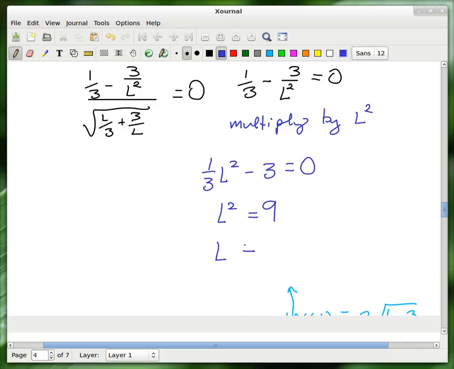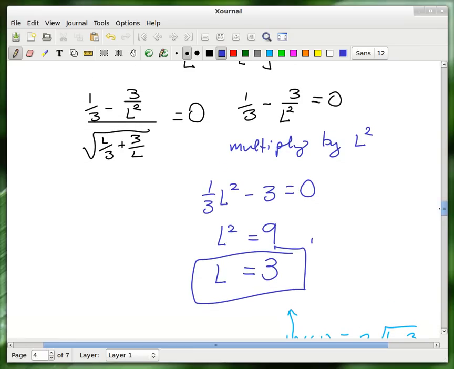And you take the square root of both sides. Should be plus or minus, but we're doing a physics problem, so it must be the positive root, which is 3. Okay. And that's it. That's all.